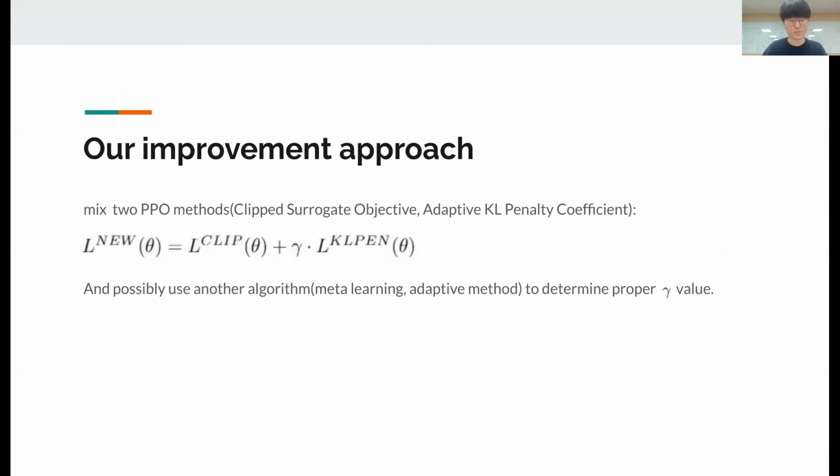While there are some follow-up papers, we found that a simple variant of PPO was not tried. So we propose mixing two PPO methods, the clipping and the adaptive KL penalty coefficient. We want to test whether a linear combination of two loss functions can outperform the original PPO methods. Furthermore, we are willing to apply several algorithms used in machine learning, such as meta learning and adaptive methods, to determine the best gamma value.